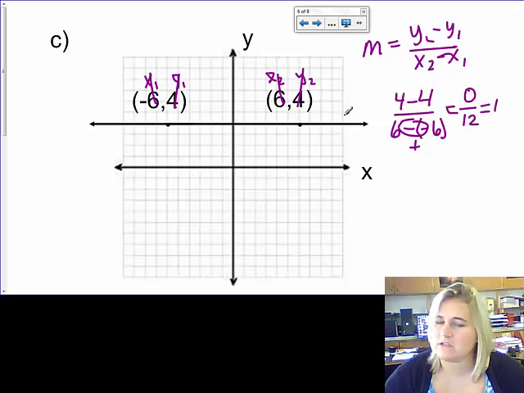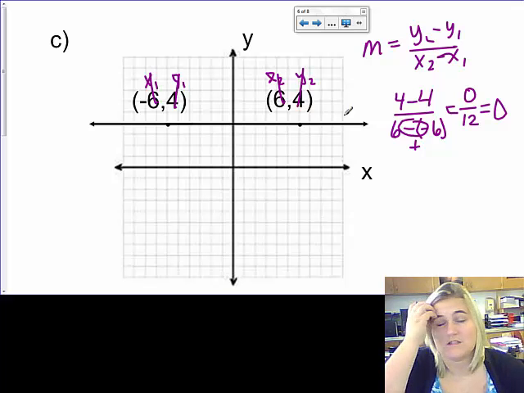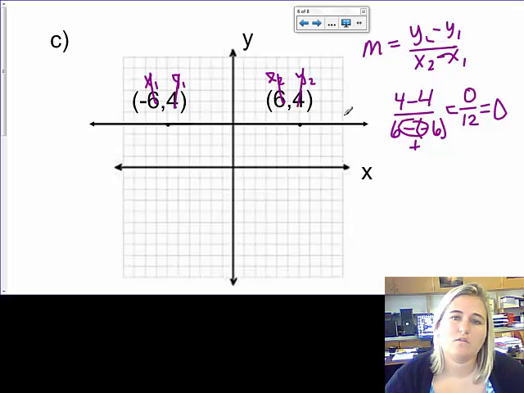Okay? You can see, looking at this horizontal line, it doesn't rise or fall. It stays the same the whole time. So anytime we see a horizontal line, it is an understood slope of 0. Please, please, please put that in your notes. It's very important that you remember it. It'll save you lots of time.